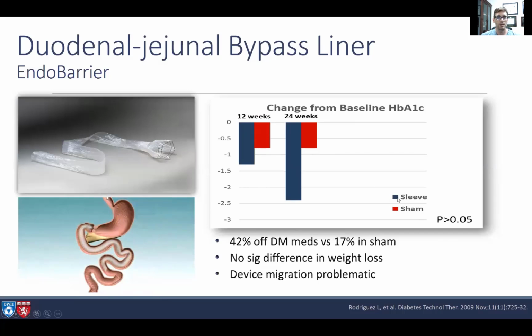The red is the sham and the blue is the sleeve. And this is change from baseline HbA1c. And you can see here, there was a greater change in A1c in the treatment group compared to the sham group, with 42% of people coming off their medicines in the treatment group versus only 17% in the sham, and no significant difference in weight loss. Migration was an issue early on, and these numbers didn't quite reach statistical significance, probably because all these people were coming off their meds.